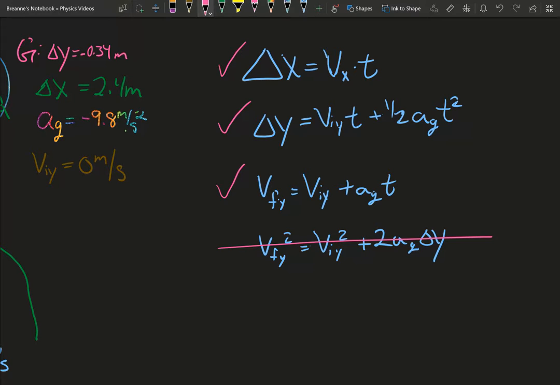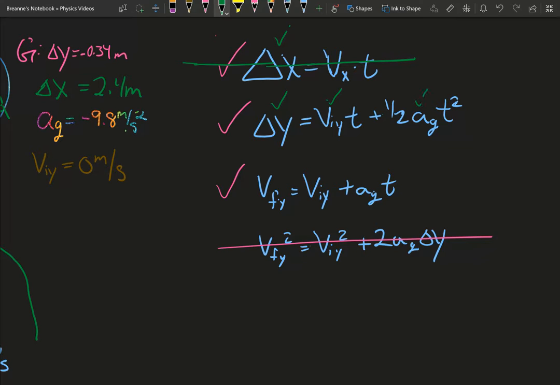So in this first equation, do we have our delta x? Yep, we have delta x. Do we have Vx? We do not have Vx, so we can't use that equation. Do we have delta y? Yes. Do we have our initial velocity in the y? Yes. We're looking for time.